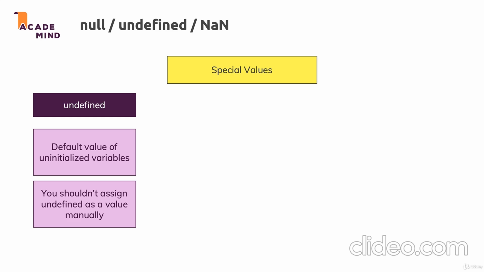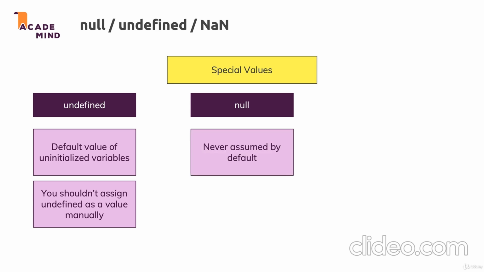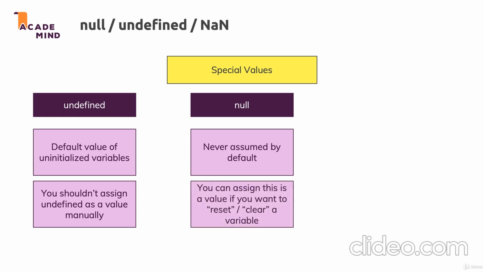Now, related to this, there's the null value and type. It's very similar to undefined. It means that there is no data, but undefined is the default value for variables and so on, where you never assigned a new value. Null is never a default value, on the other hand. Instead, you have to set something to null to use that value. And that's often used if you want to reset or clear a variable.